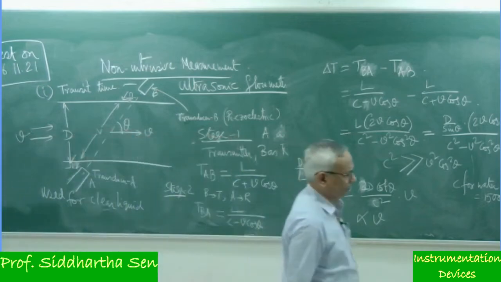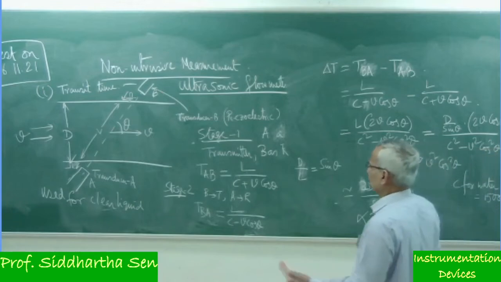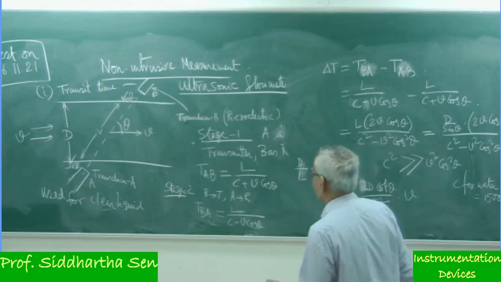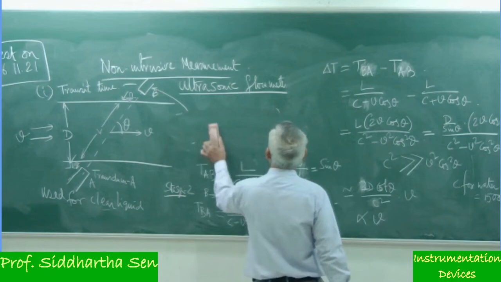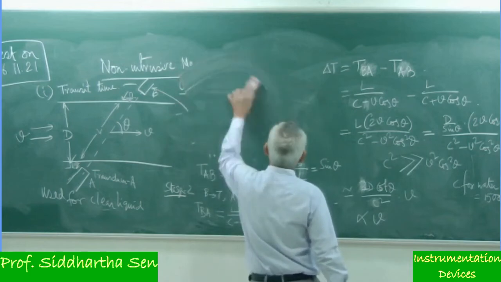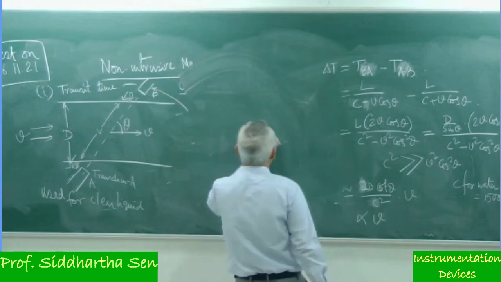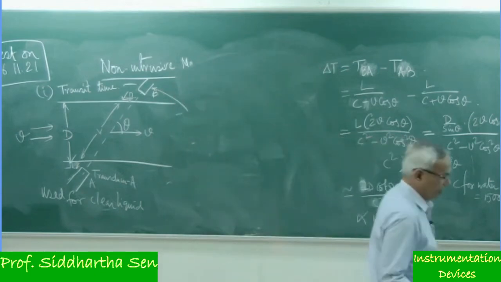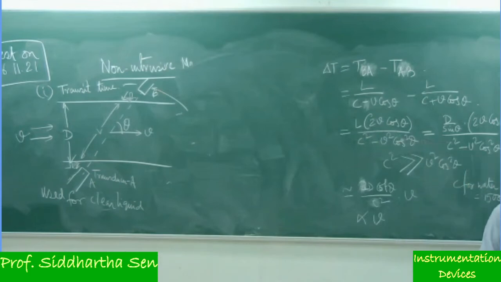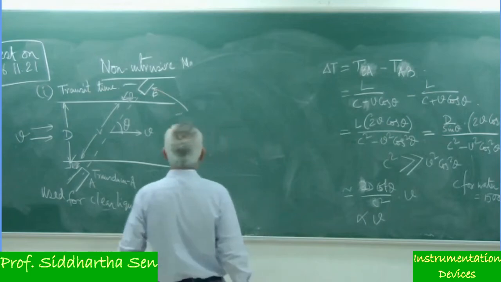But the reason behind the higher cost: number one, we need to use ultrasonic transducers, basically piezoelectric transducers and a generator. That circuit is also complicated. Another thing is that we will have to measure delta T very minutely, very accurately, because this is important.